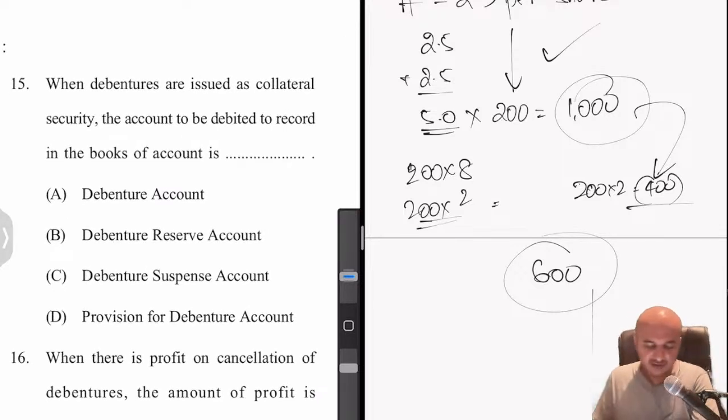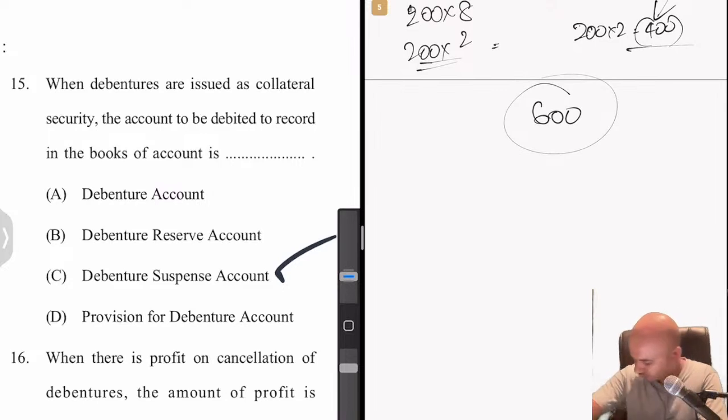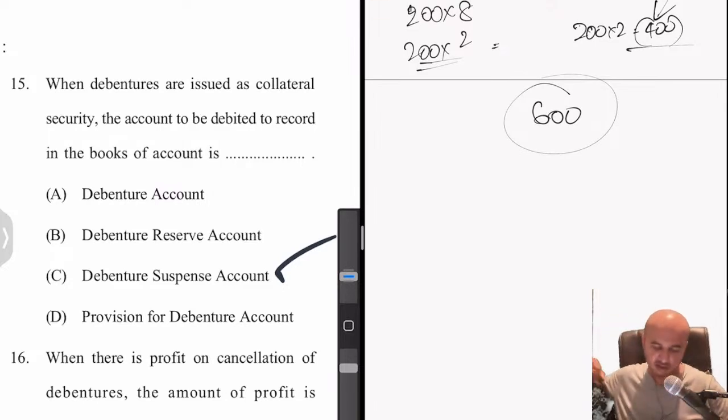Again, very easy. When debentures are issued as a collateral security, the account to be debited to record in the books of account is debenture suspense account. This again is a fact-based question. If you know the answer already, you should be able to select the right one, because debenture collateral security means additional security which we are giving.